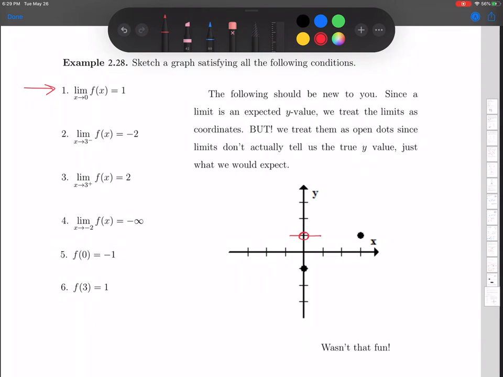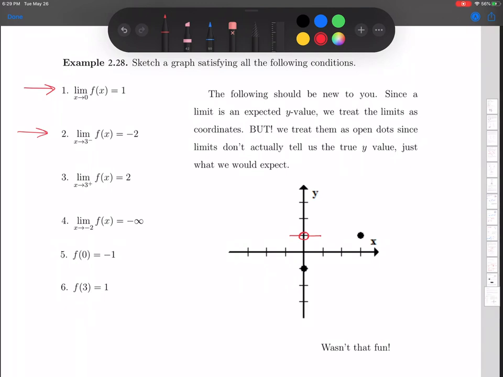Now, if you notice, I've left this hollow for now because I don't really know if that point actually exists there. It could be hollow, it could be solid. I'm not sure for certain, because this is just a limit. What that means is it's approaching from the left and from the right, it's approaching the same thing. Now, whether or not that dot is solid is something else we're going to talk about later. For now, let's move on to number 2.